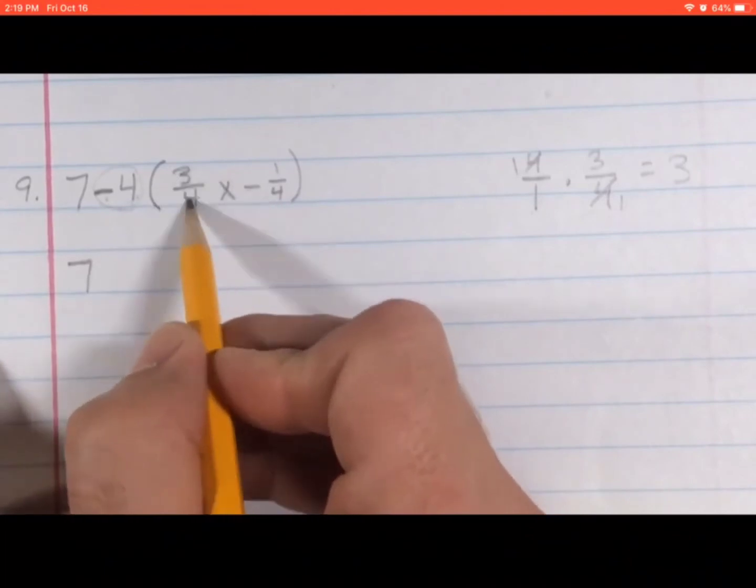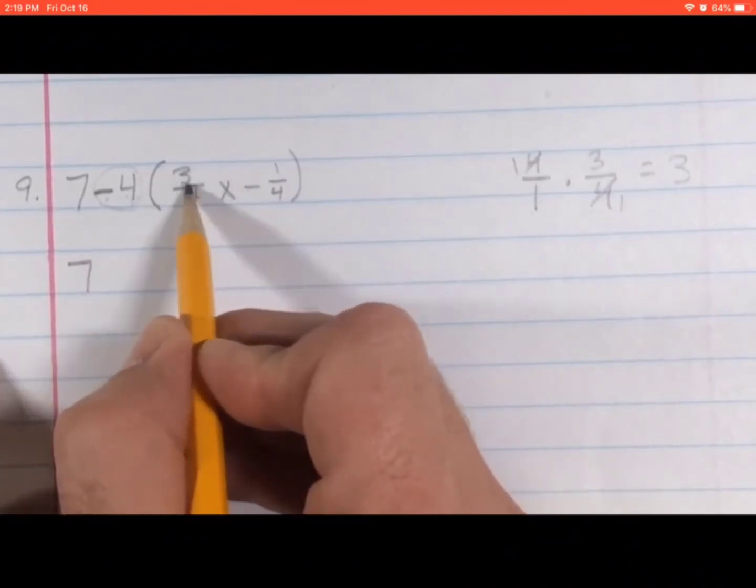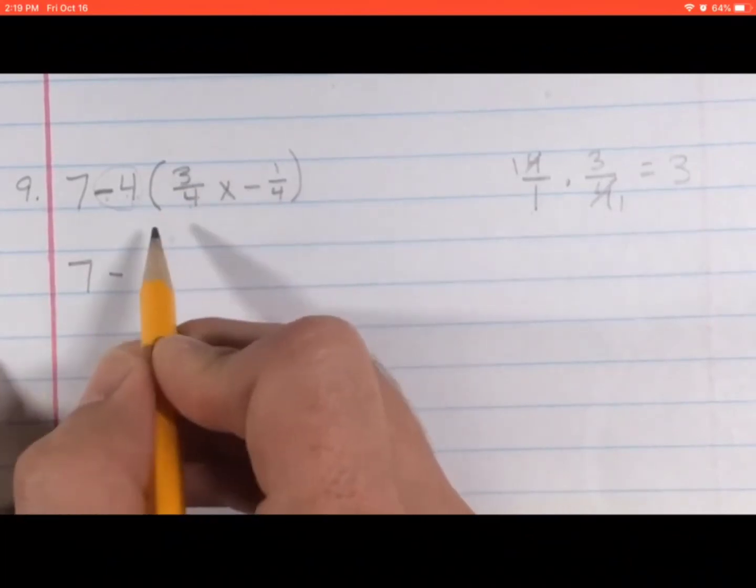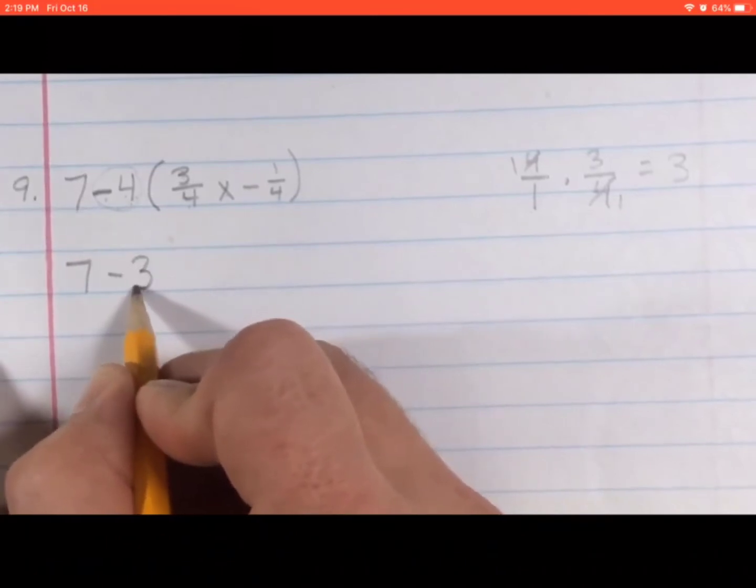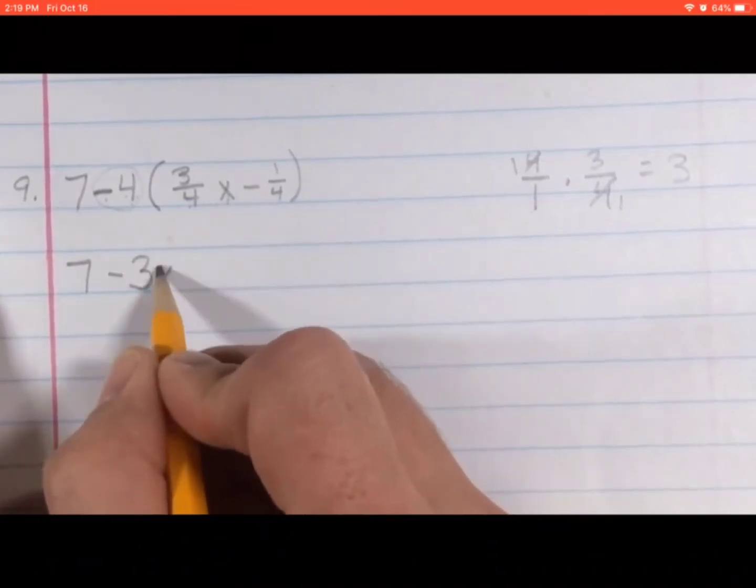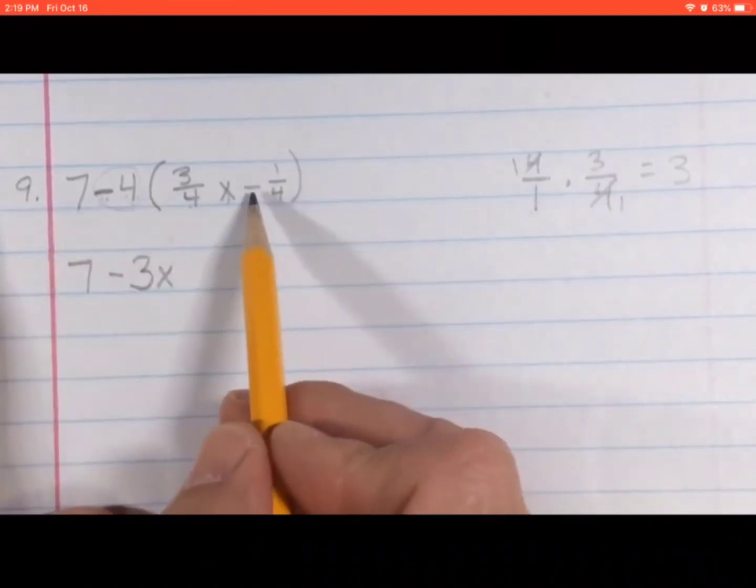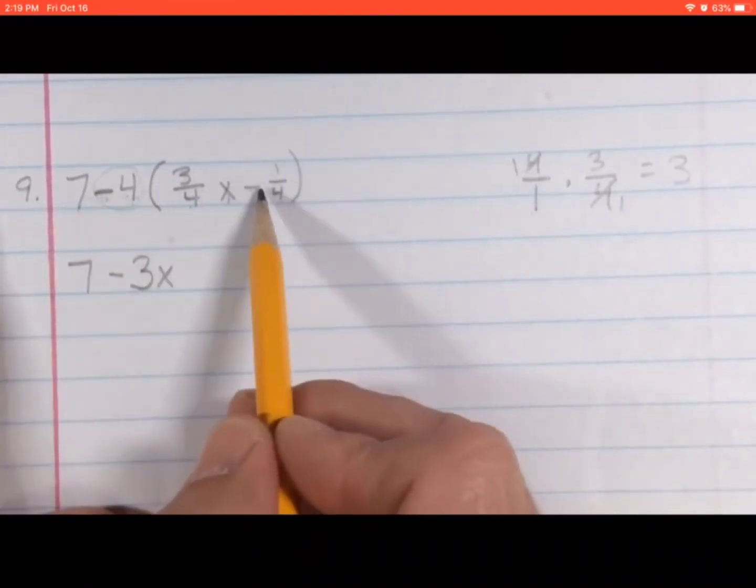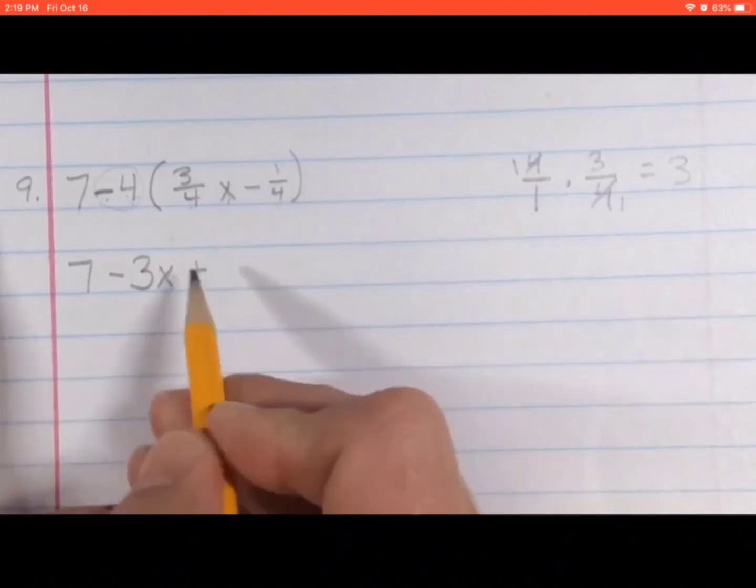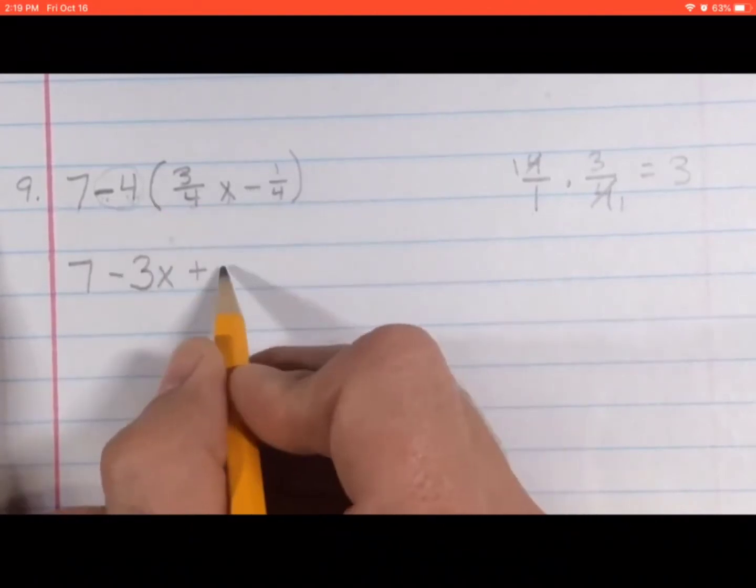Negative 4 times 3/4, different signs. So negative what? Negative 3. Not just negative 3, but negative 3x. Don't drop the variable. Negative 4 times a negative 1/4. Well, now I have a negative times a negative, so I'm going to have a positive. And 4 times 1/4 is just 1.